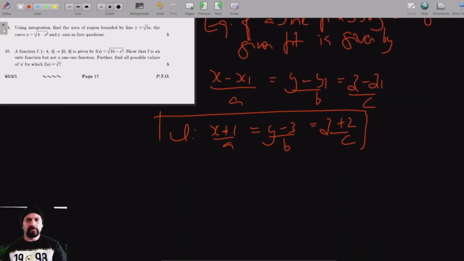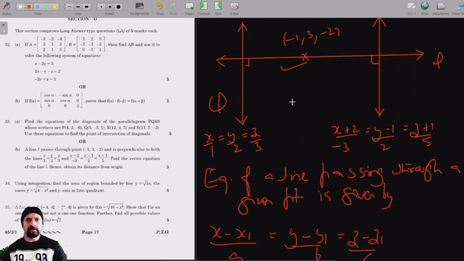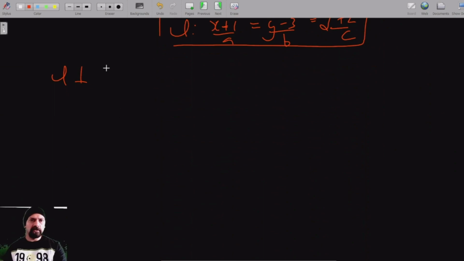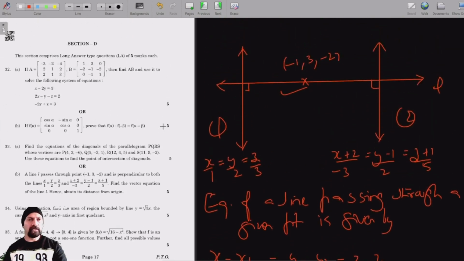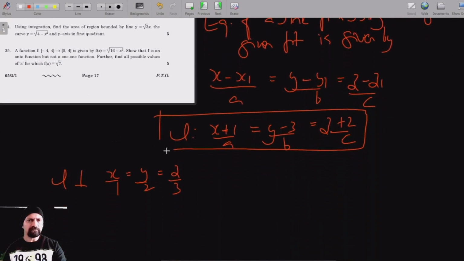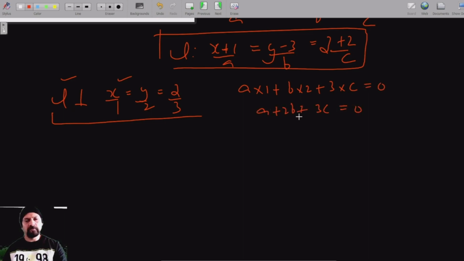So let's say this is the equation of the line, and now line L is perpendicular to line 1 and line 2. So line 1 is x by 1 is equal to y by 2 is equal to z by 3. So that means the sum of the products of the direction cosines of L will be 0. So this is a into 1 plus b into 2 plus 3 into c is equal to 0. So a plus 2b plus 3c is equal to 0.